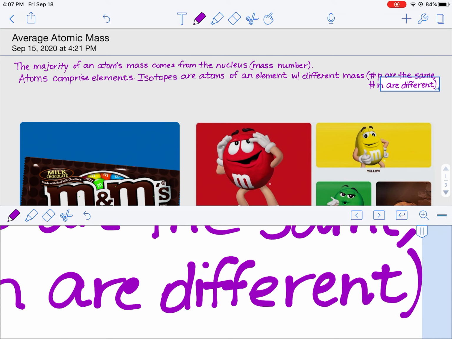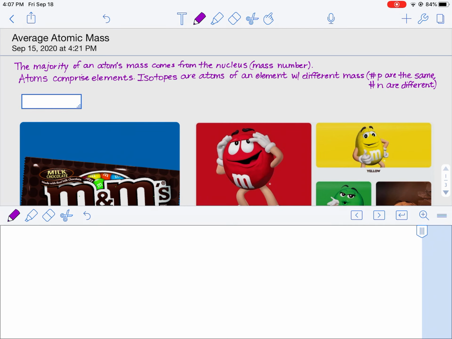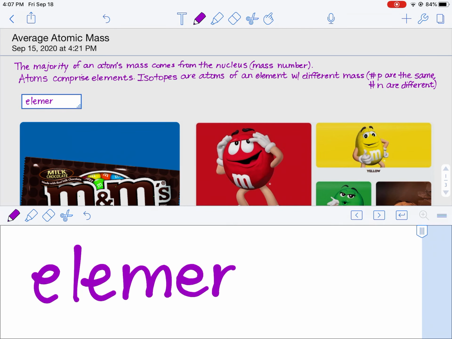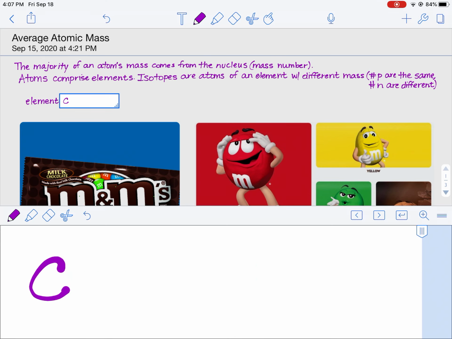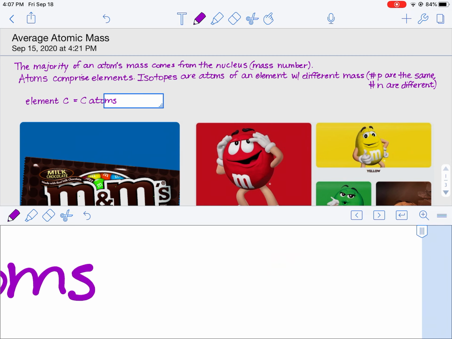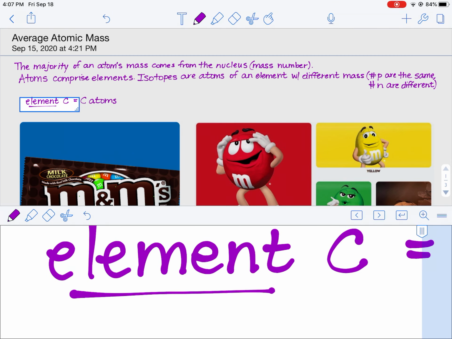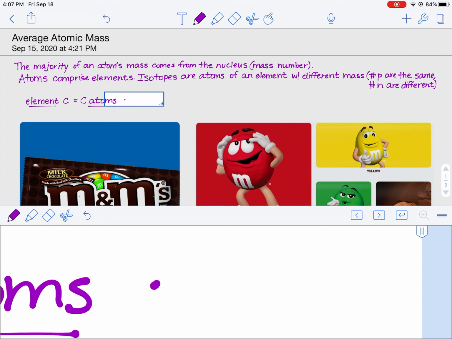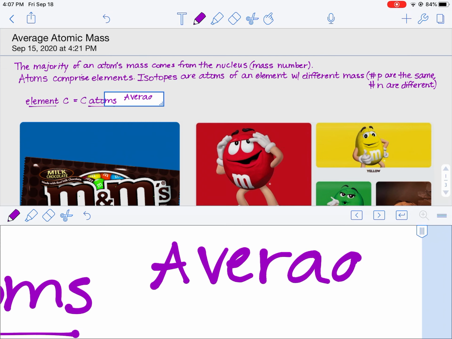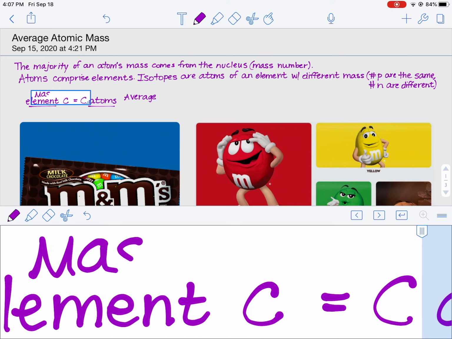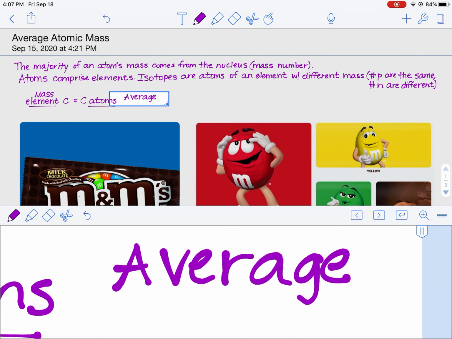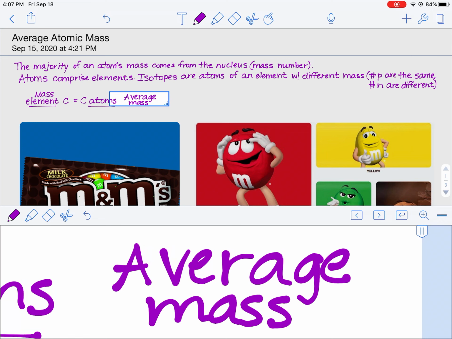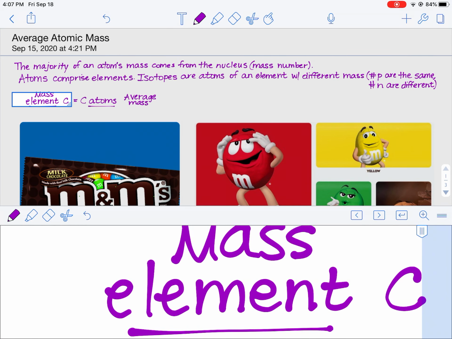So in other words, if we're talking about the element carbon, it's made up of carbon atoms, and if I wanted to know how much the mass of the element is, one would argue that I could figure out what the mass of all the atoms are and take the average of all the atoms, and that would get me the overall mass. So if we've got the average mass of the atoms, that would give us the overall mass of the element.